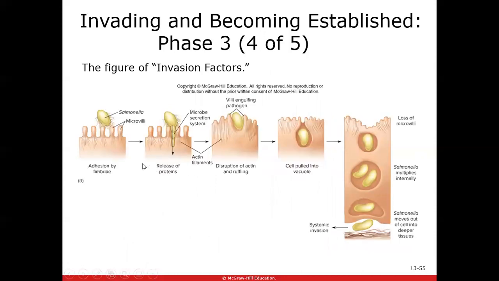And here are some of the invasion factors. Some bacteria have fimbriae that attach to microvilli, and when they attach to the microvilli, they're able to secure themselves, inject, and release proteins into the cell. Then the cell engulfs the bacteria. Now, when the cell pulls it into a vacuole, it multiplies internally and then moves out of the cell and into deeper tissue. That's where you get invasion into sterile areas. That's how some of them get through the cell.